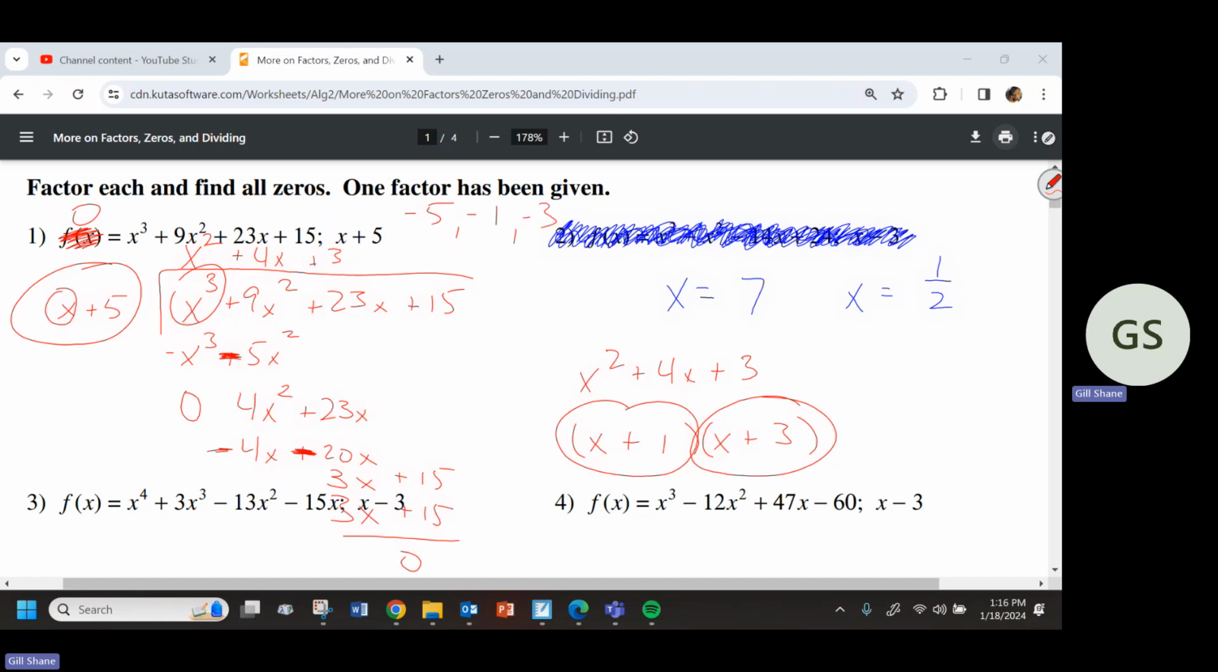Again, all I did is I said x plus 5 equals 0. Well, then I subtract 5 from both sides, which gives me -5. X plus 1 equals 0 just means I subtract 1, subtract 1. X has to equal -1. X plus 3 equals 0. Subtract 3, subtract 3. X equals -3. That's how I got the -5, -1, -3. Just set each of those equal to 0.